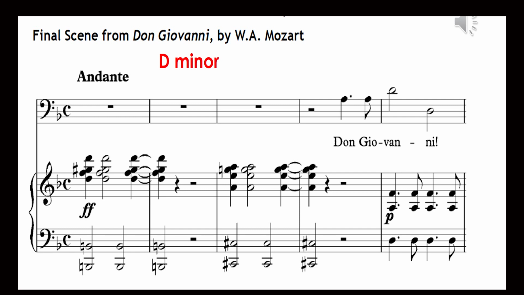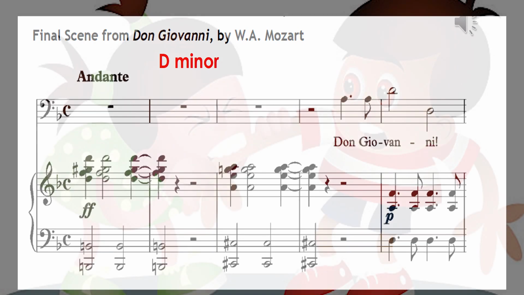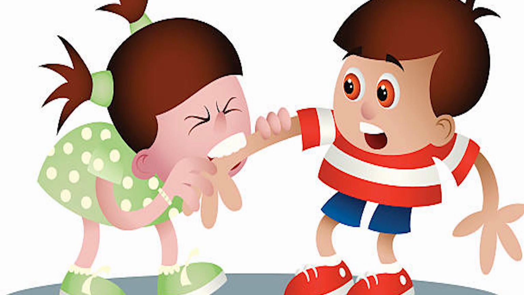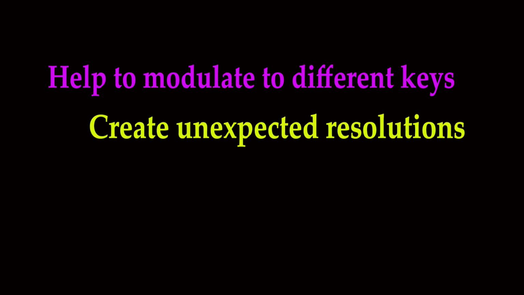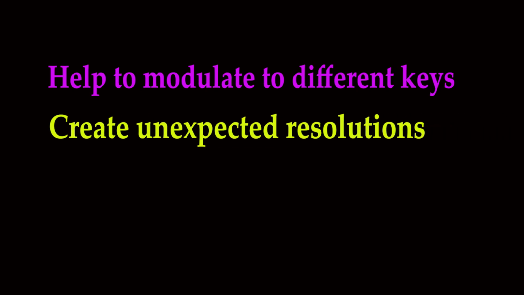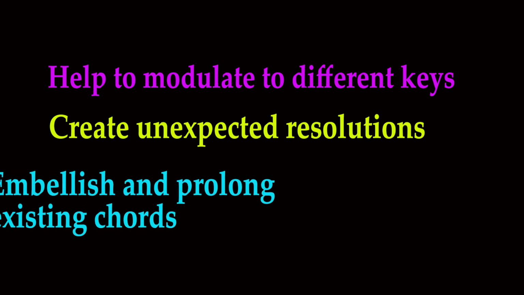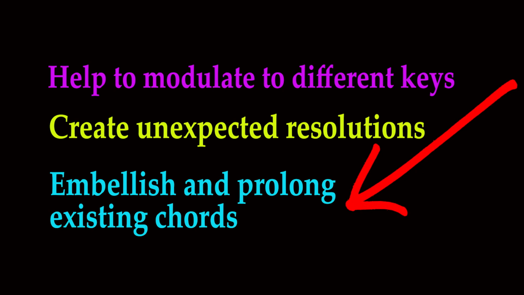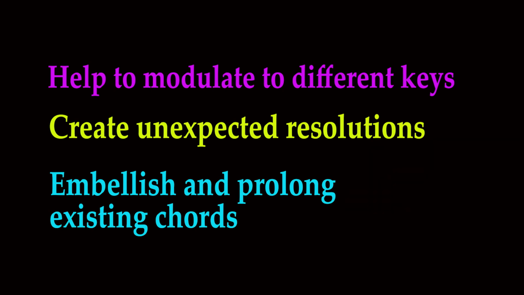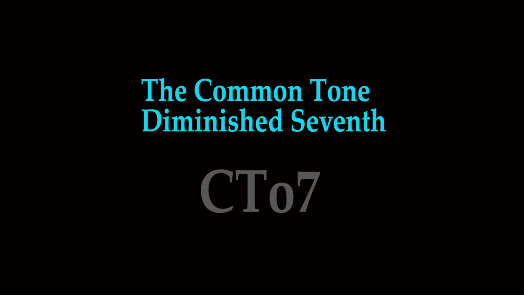So what we can learn from this excerpt is that fully diminished seventh chords don't always behave like we expect them to. Instead of going to their respective tonics, we can use them to help modulate to different keys, or to create unexpected resolutions, or to simply embellish and prolong existing chords. It's this third category that I want to look at next. To embellish a chord, one can use a fully diminished seventh chord that we call a common tone diminished seventh. Let me show you an example.